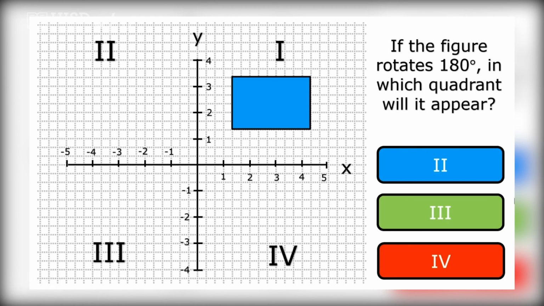And now is your turn. You have the following rectangle that is on quadrant number 1. And if the figure rotates 180 degrees, in which quadrant will it appear? You have a couple of seconds to choose the right answer.